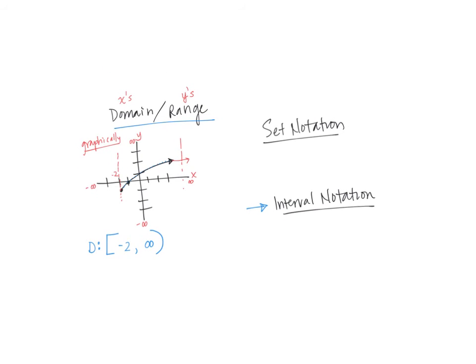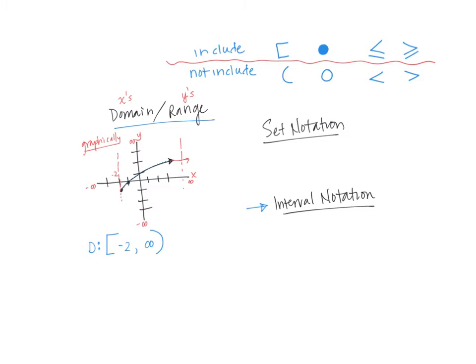So again, a reminder that a bracket is used when you include the value. So it's like a filled-in circle, or sometimes in terms of inequalities, you'll see less than or equal to or greater than or equal to. So these are all when you include the value. And if you don't want to include the value, then we use parentheses, open circles, and strictly less than and greater than symbols. So that's the difference between those two.